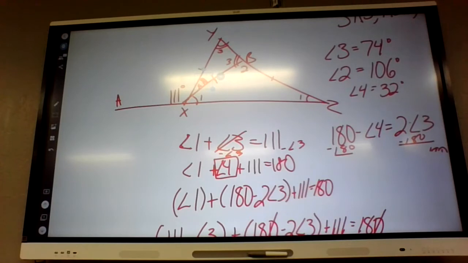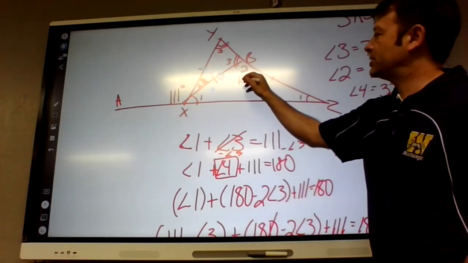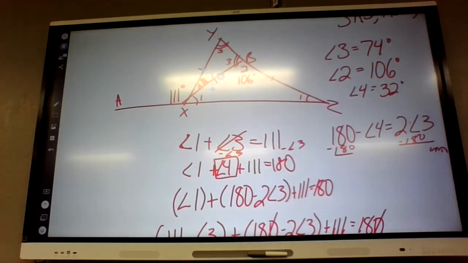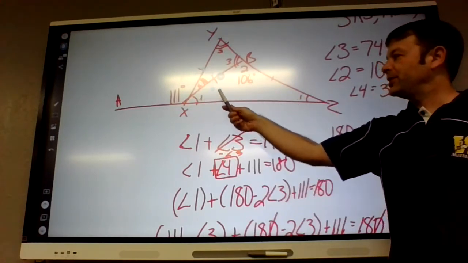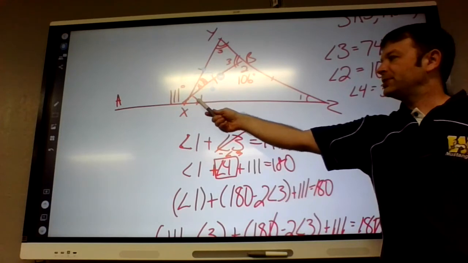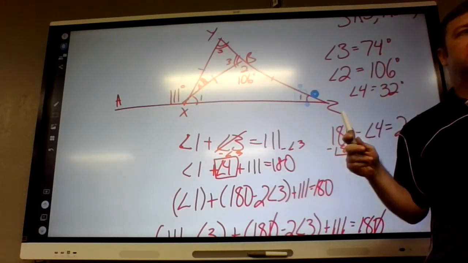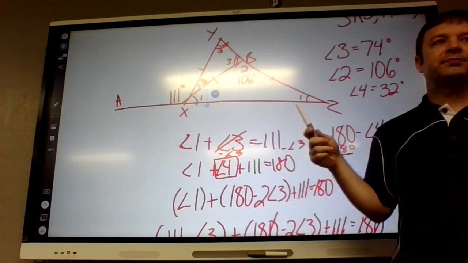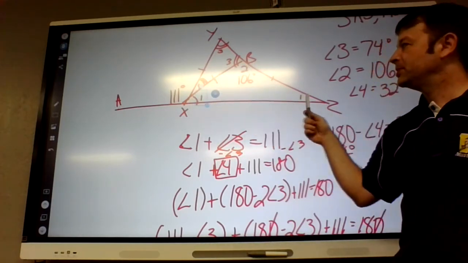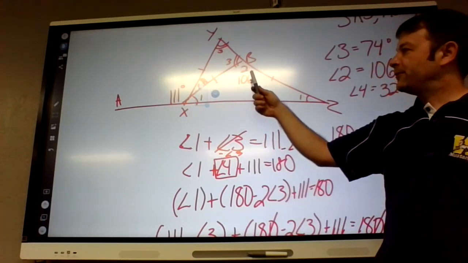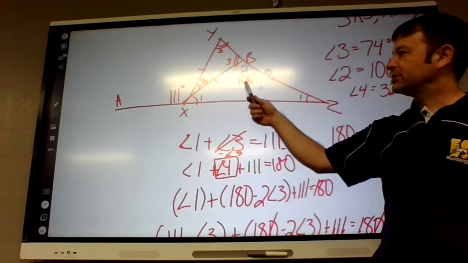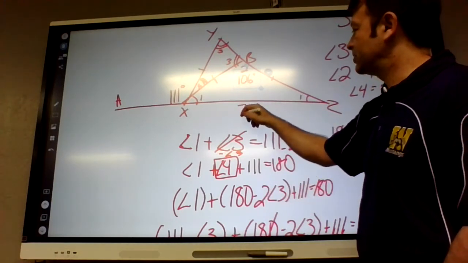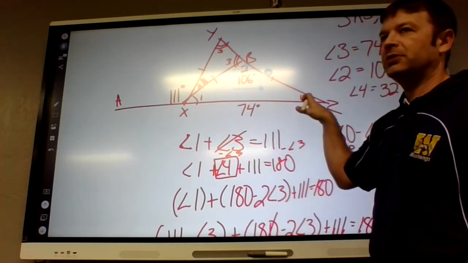Kyle, how do we find angle 1? We know that this angle is 106. Any ideas how we could find angle 1? Well, what do I know about... Both of these are the same angle, so they're both angle 1. What do I know about all three of these angles together? This one plus this one plus this one equals what? 180. They make a triangle, right? They're inside this triangle. So they have to add up to 180. So if I do 180 minus 106, which is 74 again, that means these two angles together are 74.